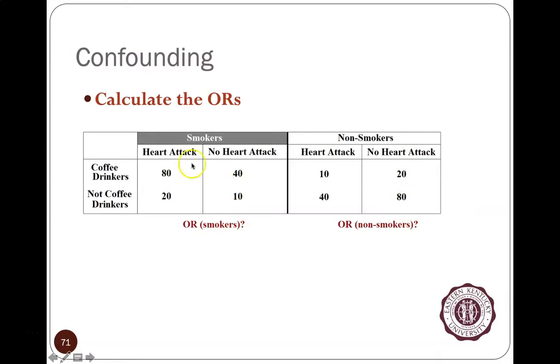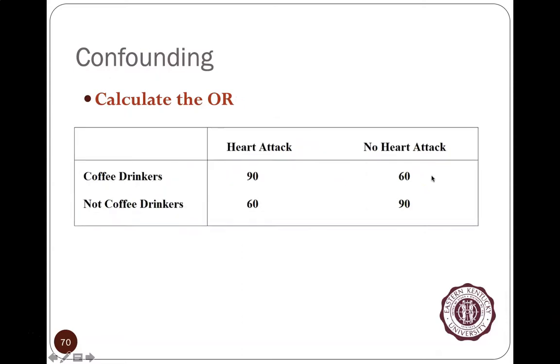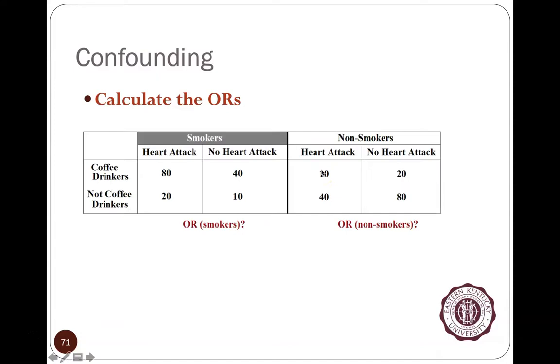They're all there. The coffee drinkers: how many people were coffee drinkers? We had 150 coffee drinkers. 120 plus 30. They're all there. We've just stratified it. We've taken this 2x2 table and made it into two different 2x2 tables. We're going to look at the odds ratio for heart attack among the smokers who drink coffee or don't, and we're going to look at the odds ratio for the non-smokers.